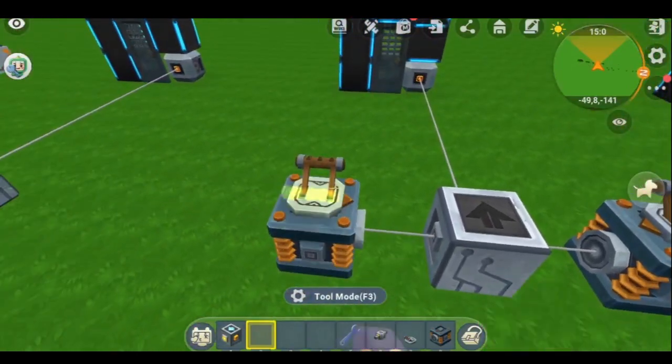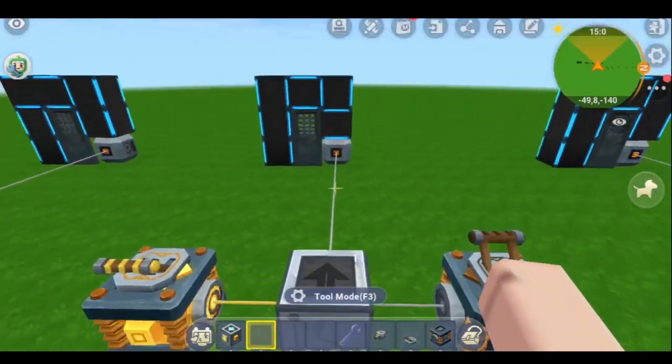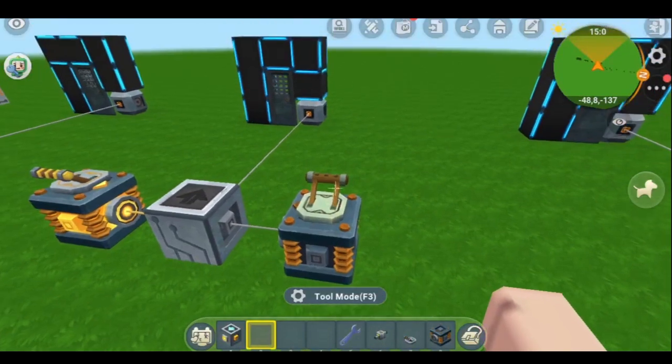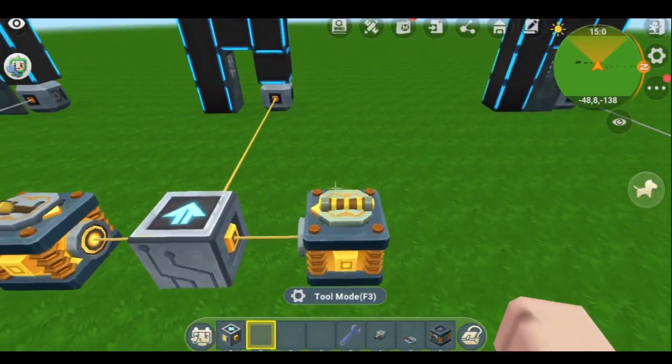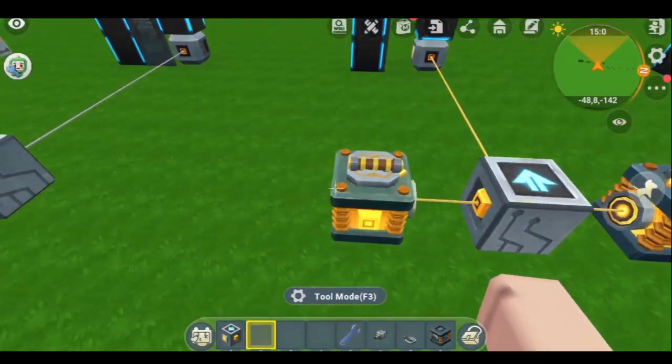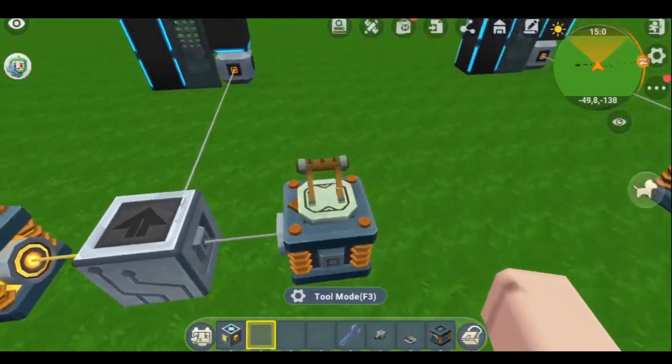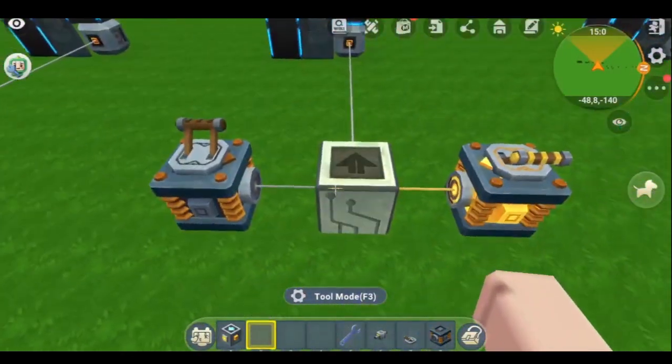So, if you see, if I turn on any of the sides, nothing is going to happen. But if I turn on both of them, the door is going to be open. Once more, if I turn off any of the sides, the system is going to be off.